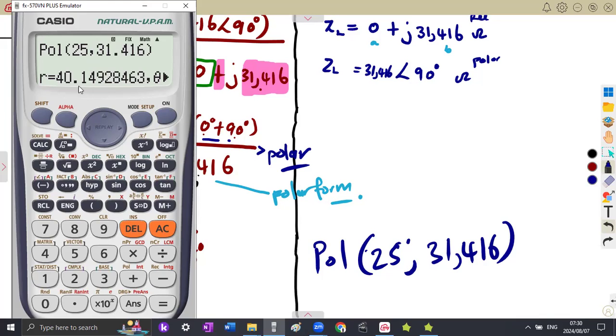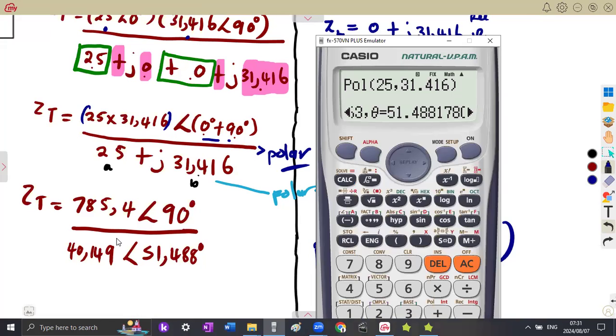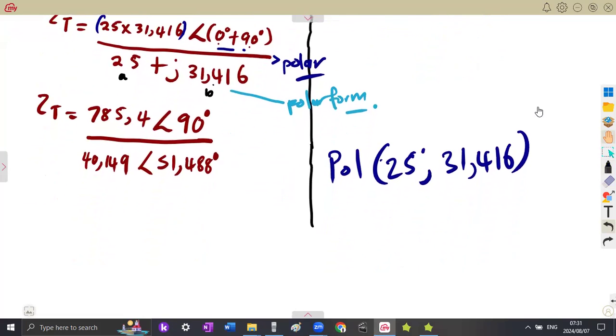So as you can see, it gives us R, which is 40,149 and so on. And the theta, which is the angle, 51,488, as you can see. So you can also have that simplification. As you can see, we've got the same part as we had before, the 40,149 representing R and so on. All right, so that's it. In that case, let us finalize our answer.